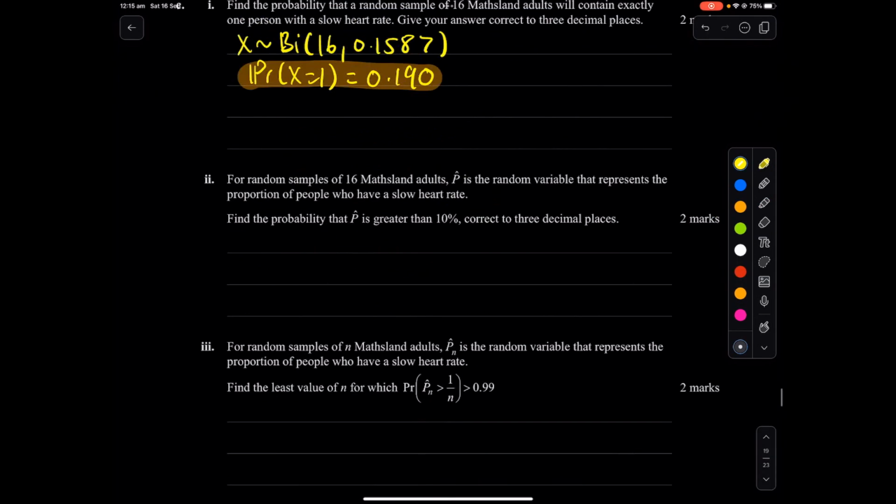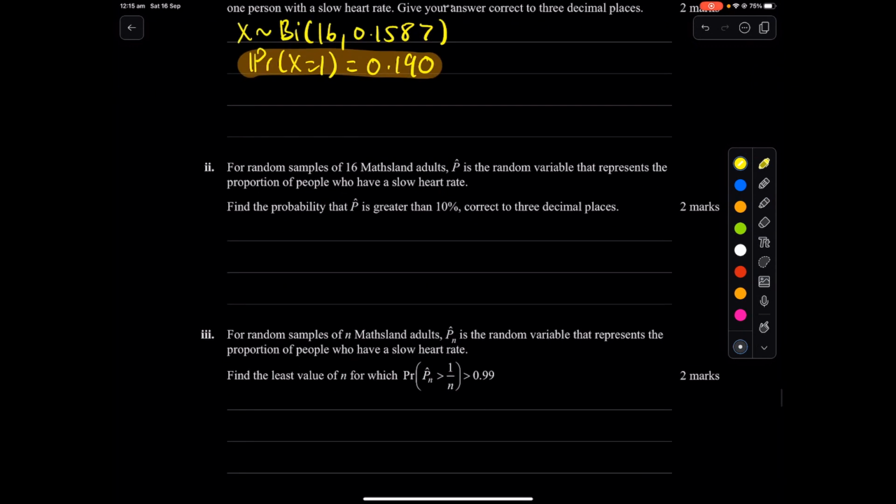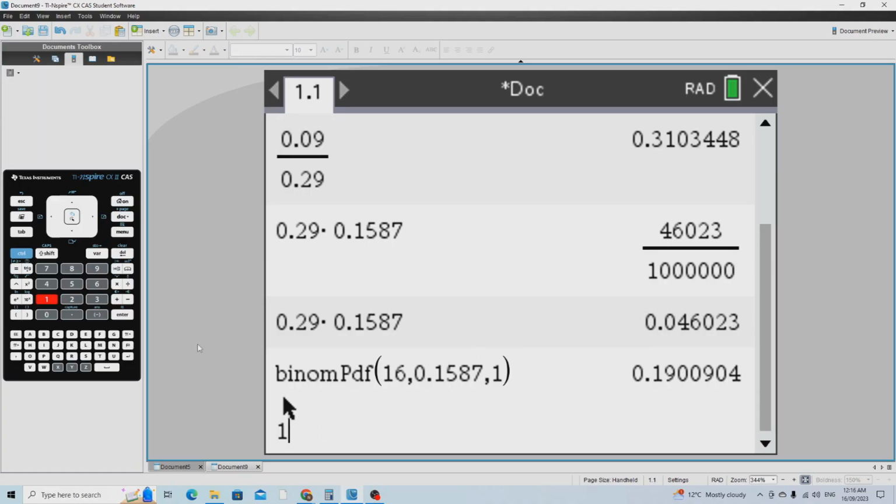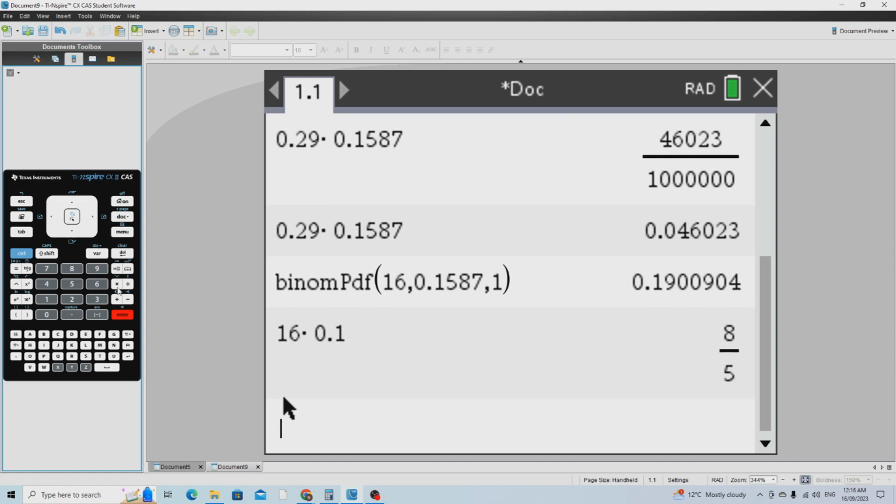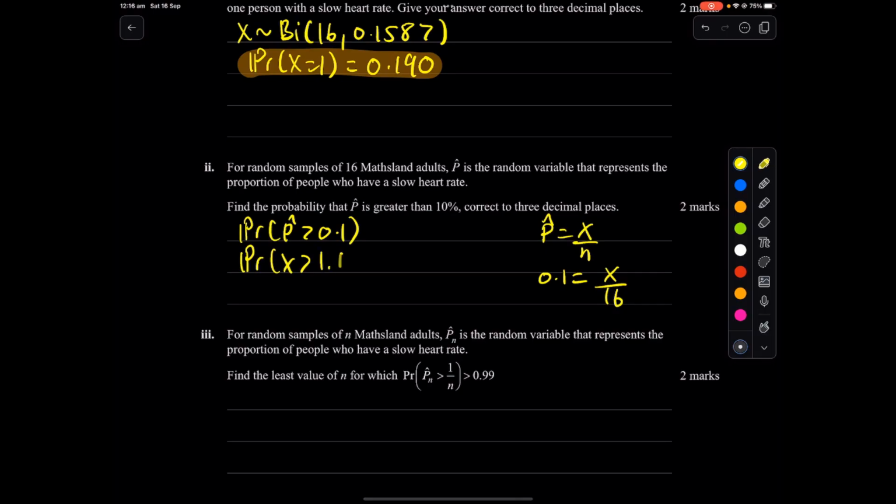Next question. For a random sample of 16 Mathland adults, P is the random variable that represents the proportion of people who have a slow heart rate. Find the probability that P is greater than this. So we want the probability that P is greater than 0.1. So we know that P is equal to X over N. So we put 0.1 equals X over the number of people, which is 16. So what's 16 times 0.1? That's 1.6. Now, because it's a binomial distribution, we know it has to be a whole number. So we have to say the probability that X is greater than or equal to 2.